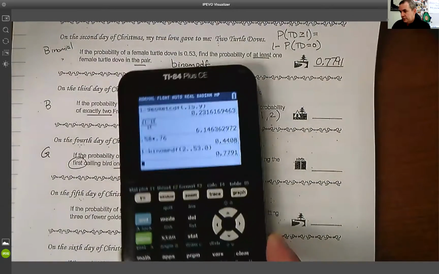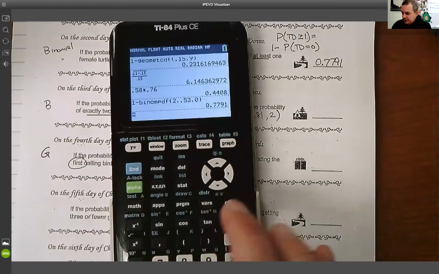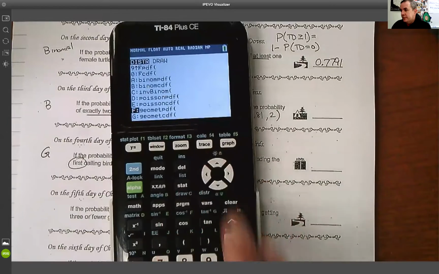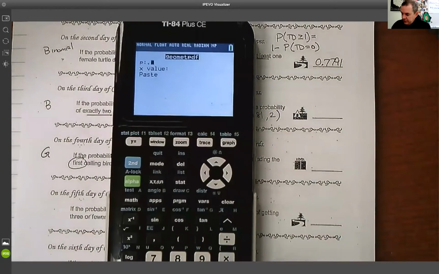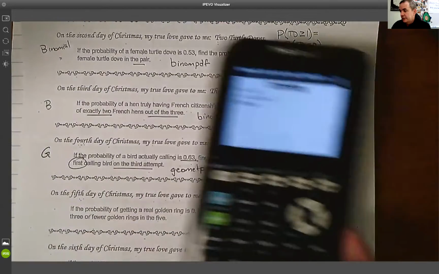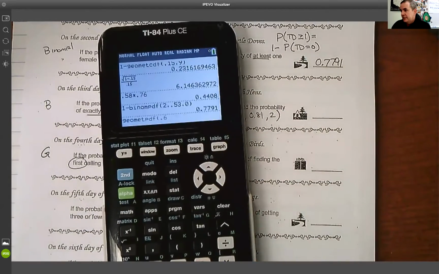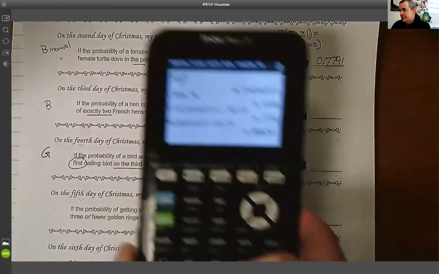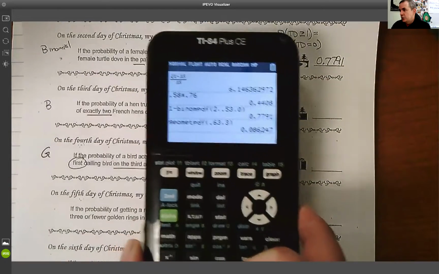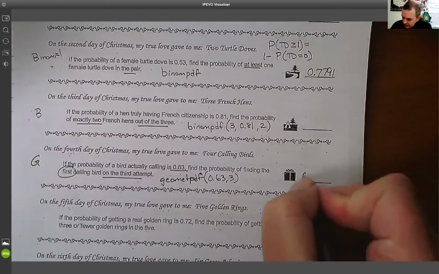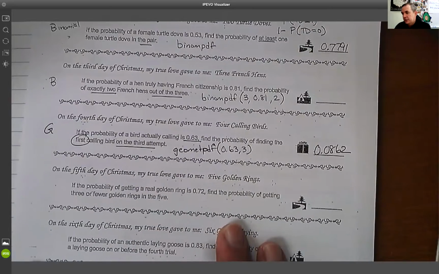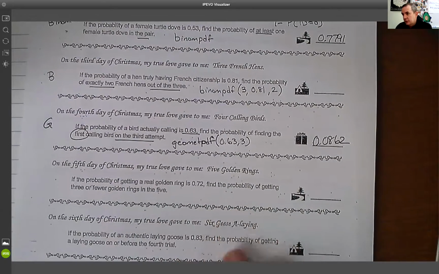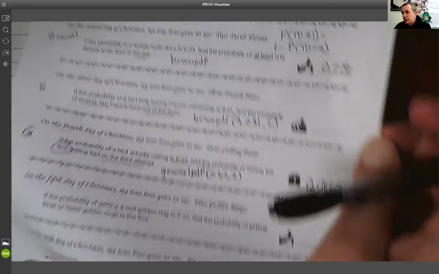I'll do this one. It's a geometric one. Second bars, geometric PDF. So again, we're saying that it's 0.63, and we're doing it on the 3rd attempt. Paste that in, 0.0862. So it wouldn't be surprising if it took you till the 3rd bird to find the first one that calls. Okay, so again, we're going to walk our way through and see if there's anything else in here.